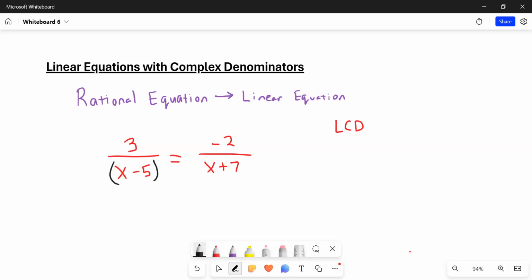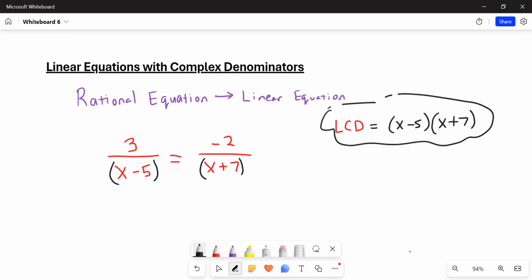On the left-hand side, we just have a factor of x minus 5. The right-hand side, unfortunately, does not have anything in common. The factor x plus 7 is not a multiple of x minus 5, so it's completely different, and we also have to include that in our LCD. So our LCD is actually both of those factors. So what I'm going to do in this technique to solve is multiply both sides by the LCD. On the left-hand side, when I multiply by x minus 5 times x plus 7, the x minus 5s simplify, and I'm just left with 3 times x plus 7. When we distribute that, we get 3x plus 21.